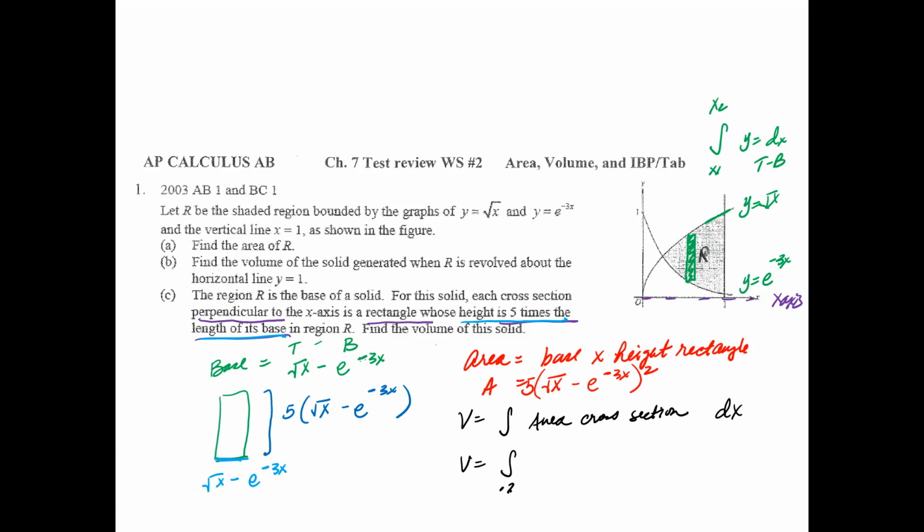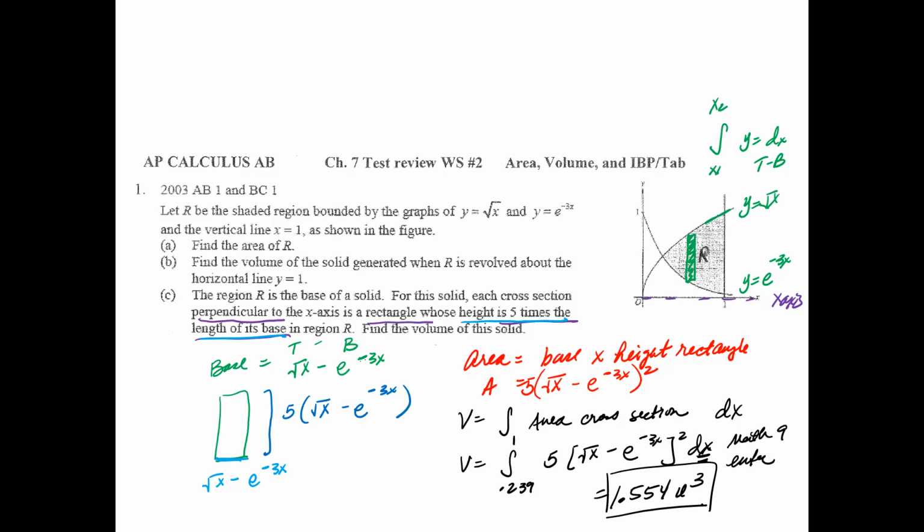Volume equals integral 0.239 to 1. Area of the cross section is going to be 5 times the square root of x minus e to the negative 3x squared dx. Plug this into your calculator. Once again, math 9. Make sure you have the upper and lower bound and the equation inserted correctly with the x for the dx. Now hit enter, and then your answer should be 1.554 units cubed.